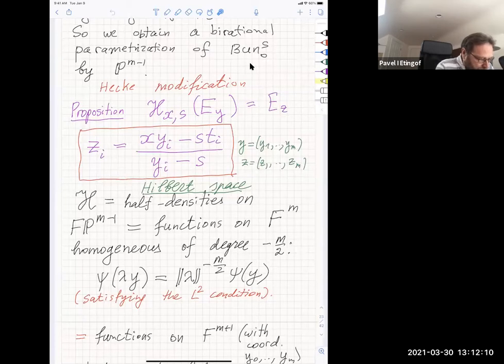So canonical bundle has degree minus m. So we can say that these are functions on f to the m, which are homogeneous of degree minus m over 2. And what kind of functions? Well, homogeneous means that they satisfy this condition here, where lambda is a number in our ground field, and also that they have to be in L2, not as functions here, but as half densities here.